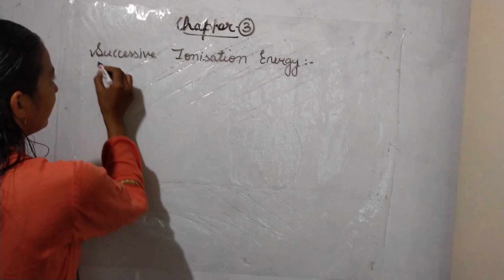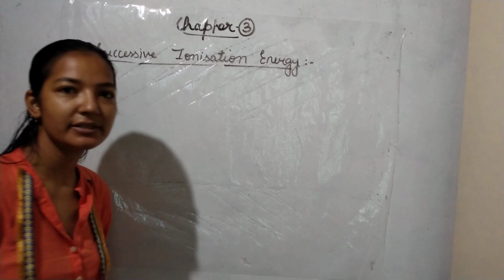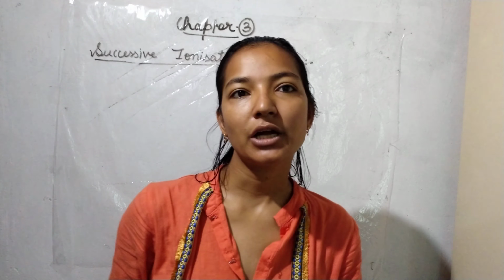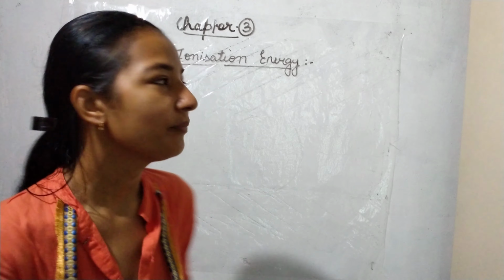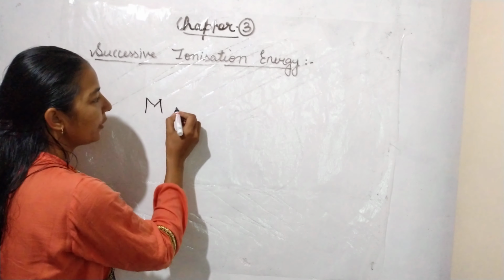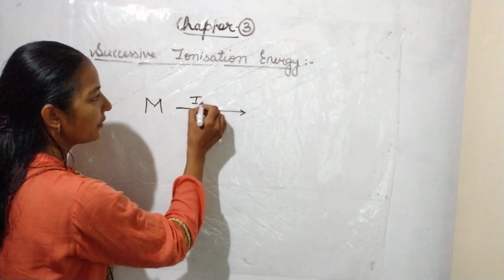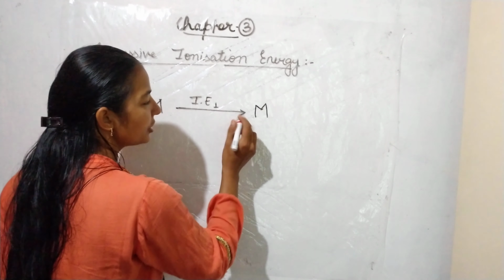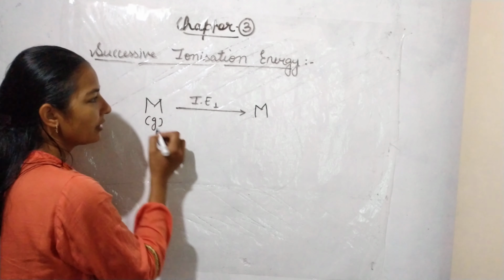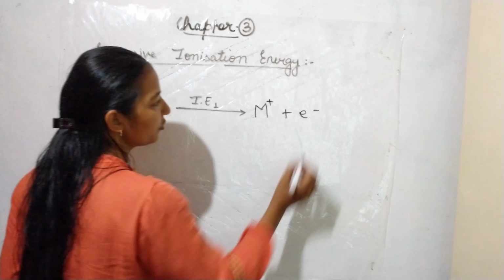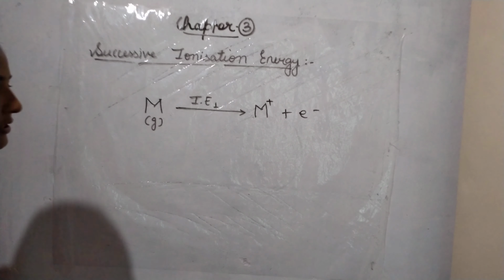Now we will discuss the next part of ionization energy, that is successive ionization energy. What is successive ionization energy? It is the energy continuously given to an atom to convert it into an ion. Suppose this is a metal and it is given ionization energy 1, the first time. From the outermost shell, in gaseous state, it removes an electron and converts into M plus. Suppose it has removed one electron. So it is the first ionization energy.